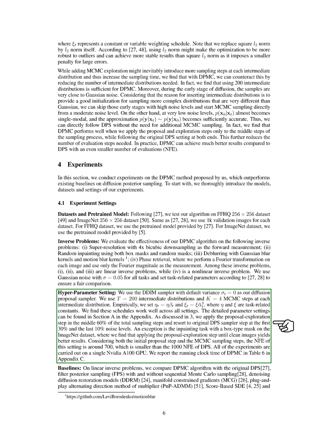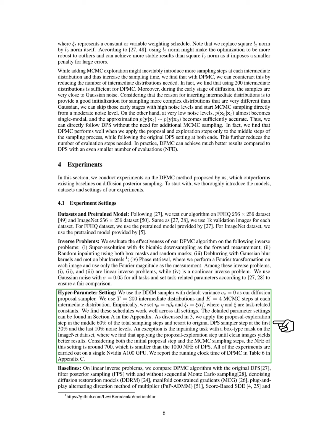For hyperparameter settings, we use the DDIM sampler with a default variance of 0. We set 200 intermediate distributions and perform 4 MCMC steps at each distribution. We empirically determine that certain schedules work well across all settings. We apply the proposal exploration step during the middle 60% of the sampling process, while using the original DPS sampler for the first 30% and last 10%. However, for the inpainting task with a box mask on ImageNet, we find that extending the proposal exploration step until we achieve clean images yields better results.